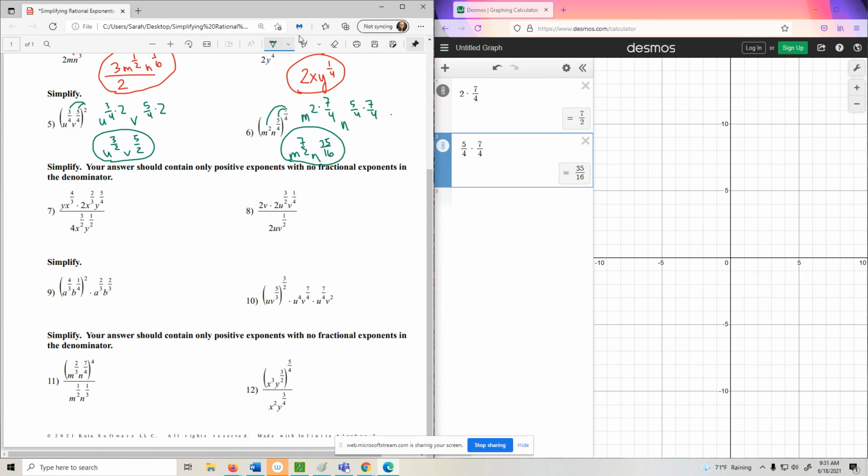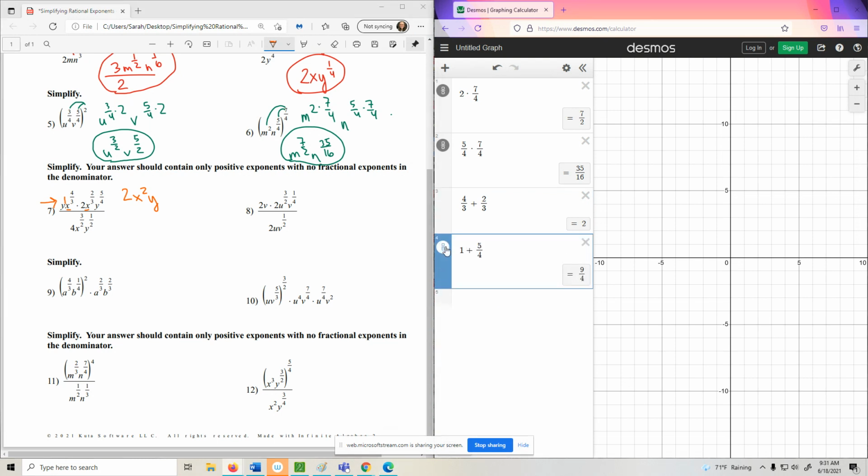So for number 7, let's start in the top part of that fraction. Looking at the top part, I have a coefficient 2. It's the only one I have. For x's, I need to add those x exponents together. So 4 over 3 plus 2 over 3 is 2. And then for y's, I have a hidden 1 and a 5 over 4. So 1 plus 5 over 4 is 9 over 4. I have not done anything to the denominator yet, so I'm going to leave that the same.